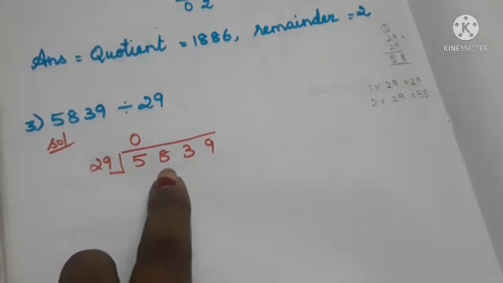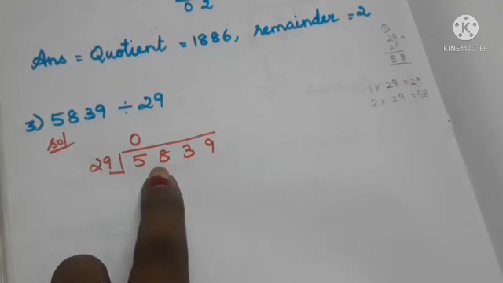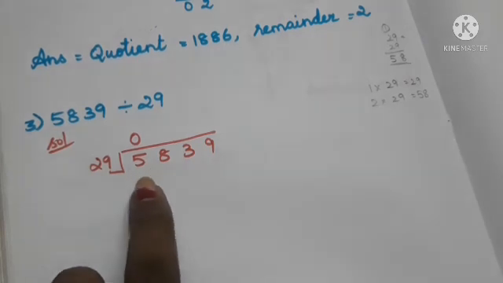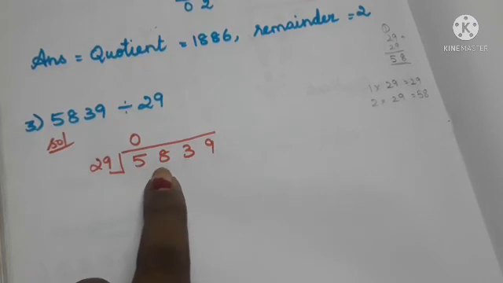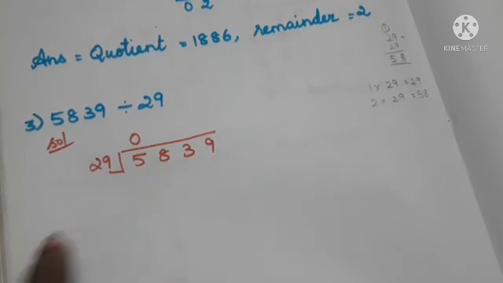So the next place value, the hundreds place value, we have 8. So we will get 5 and 8 as 58. Okay, 5 and 8 is 58. So next we have to check in the 58 how many 29s are there.